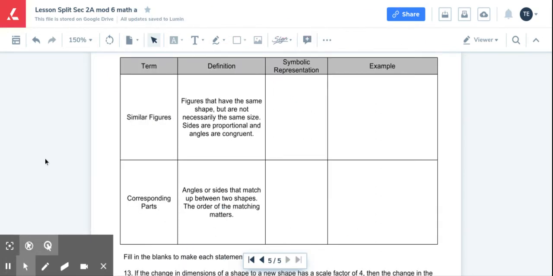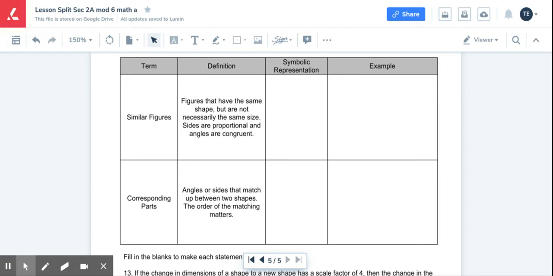Next page. Okay, so we were talking about similar figures. Figures that have the same shape. So they're both rectangles, or both squares, or both circles, or both triangles. They're the same shape, but are not necessarily the same sides. And the sides are proportional and the angles are congruent.